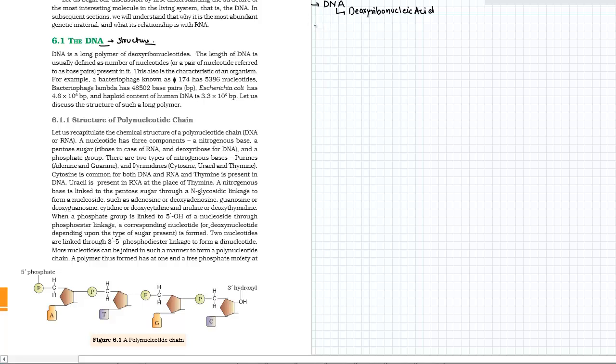Let's try to find out what it is composed of. The thing that it is composed of is, number one, sugar, in simplified version. Number two, nitrogenous bases, and number three, phosphate. Biology is nothing but chemistry at the basic level. So this is phosphate.